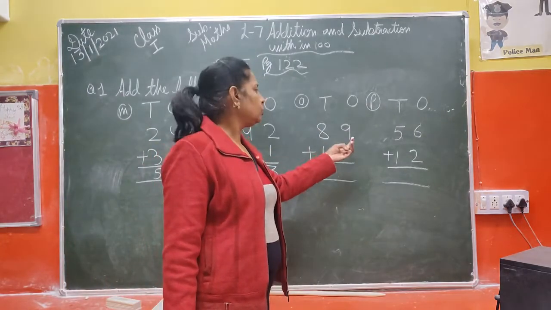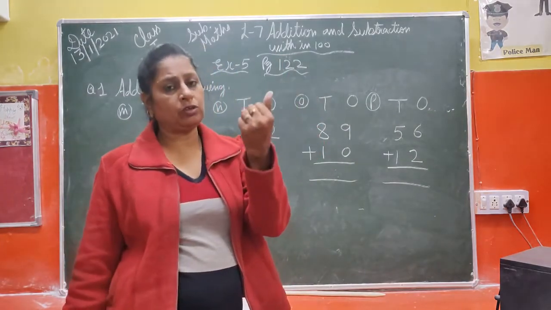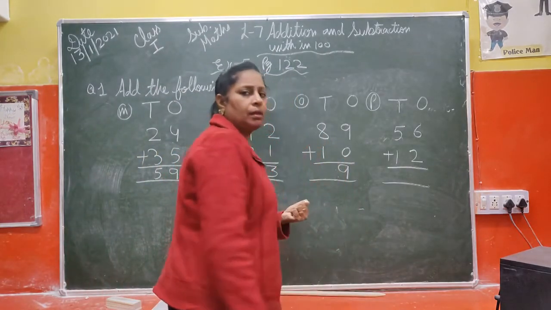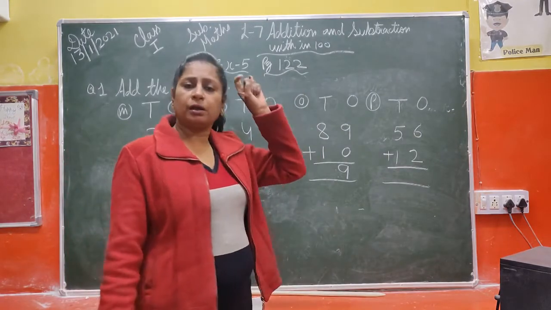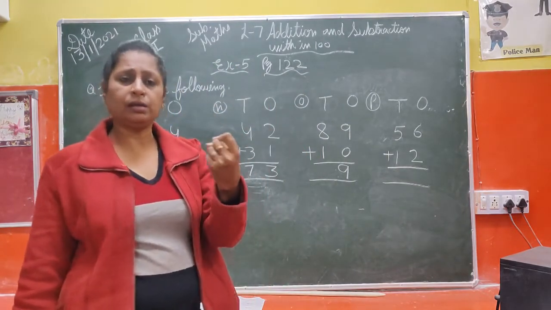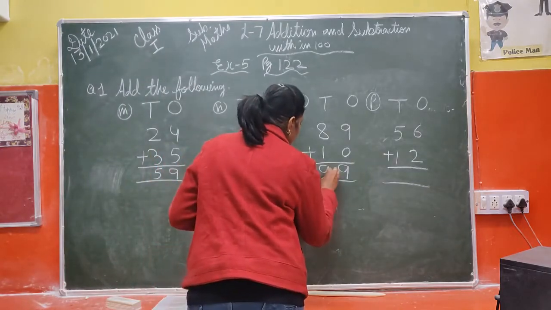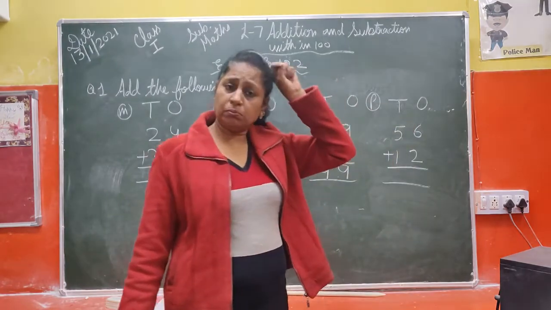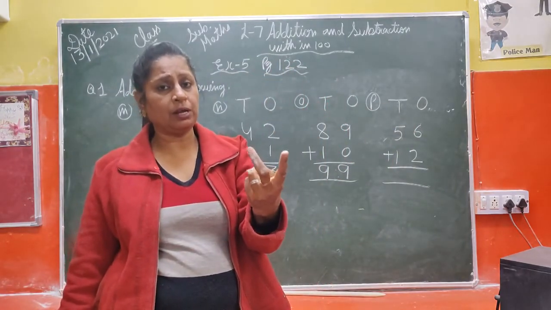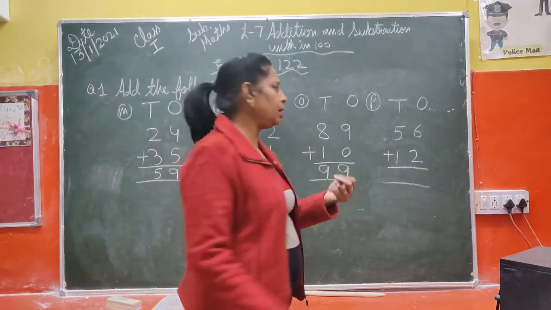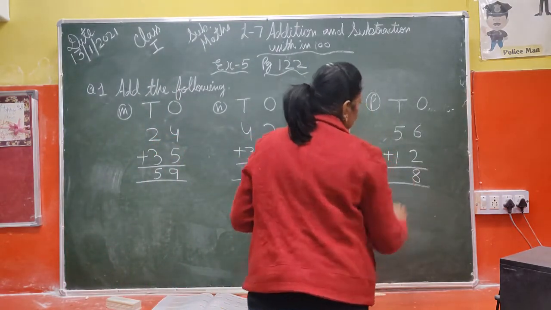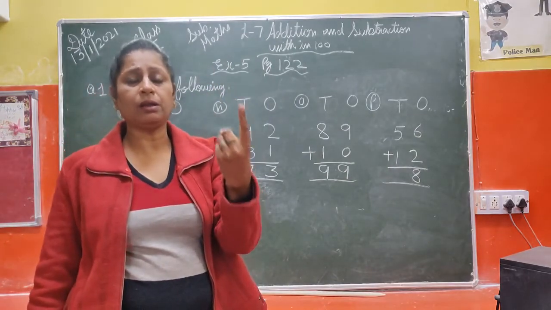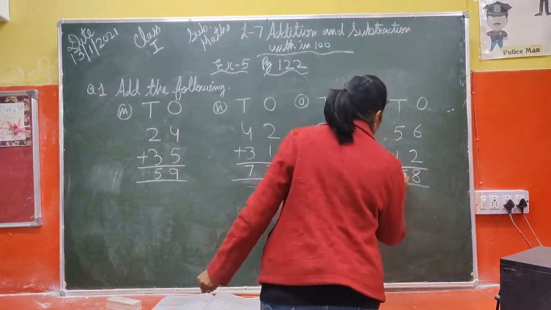9 and 0. So 9 in my mind and 0 in my finger. So answer is 9, same to same. And 8 in my mind and 1 in my finger. After 8, 9. Now 6 and 2. So 6 in my mind and 2 in my finger. After 6, 7, 8. 5 in my mind and 1 in my finger. After 5, 6.